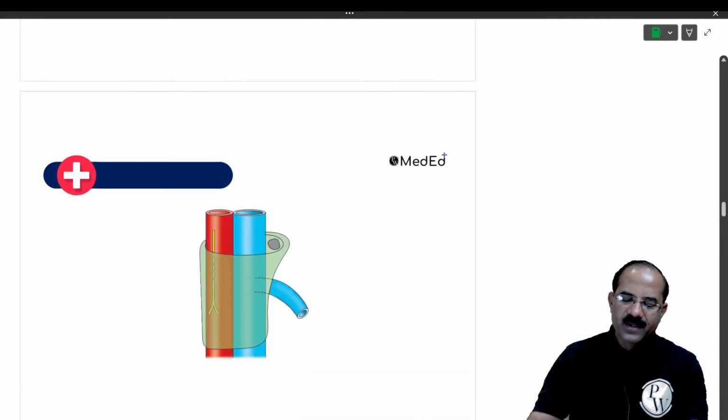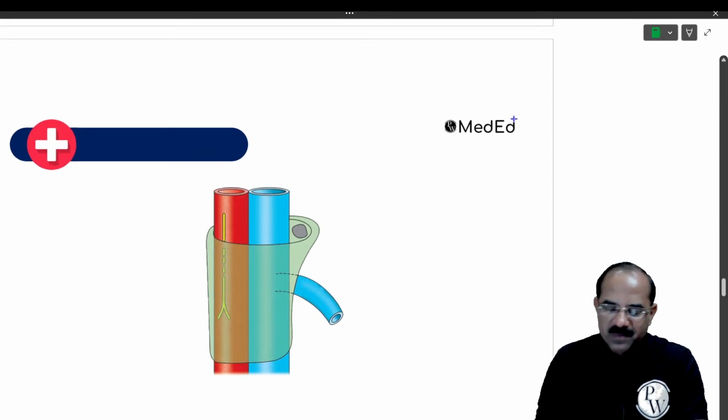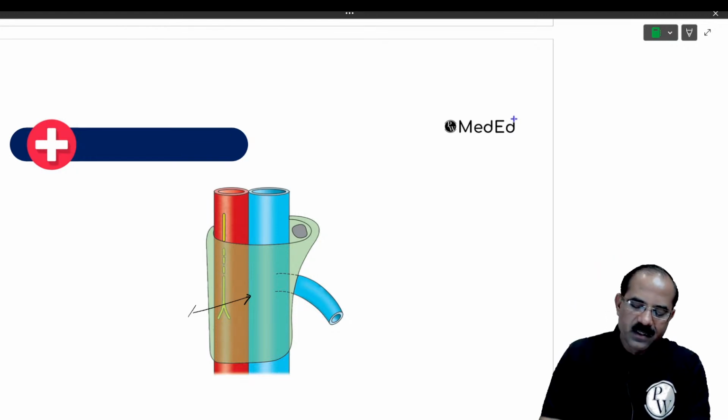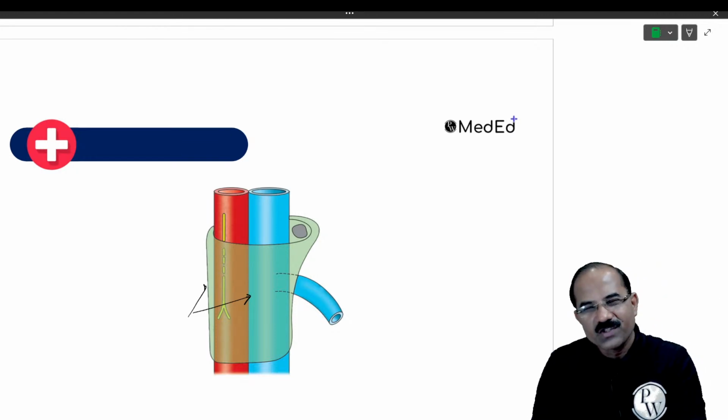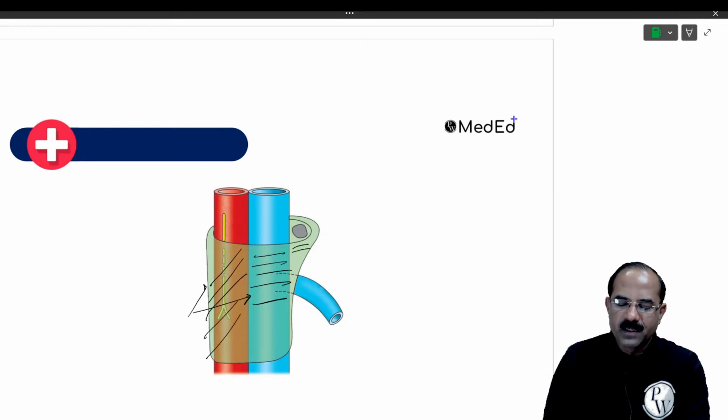Look at this, students. ये क्या है? That's the femoral sheath. So what is this? Anterior wall formed by fascia transversalis. Posterior wall किससे बनेगा? Fascia iliaca से. तीन compartments है. This is the lateral compartment. That's the intermediate compartment, and that's the medial compartment.